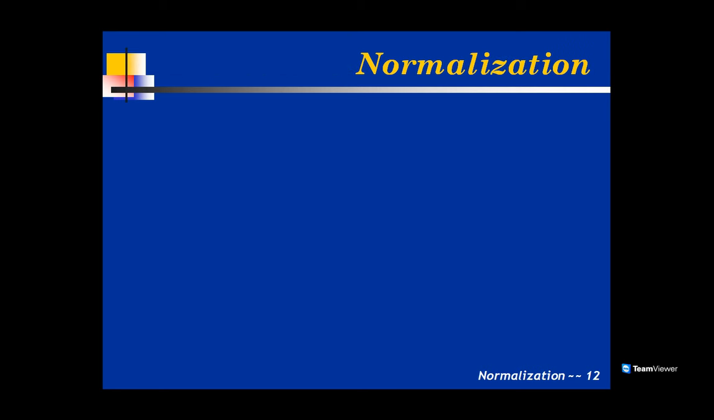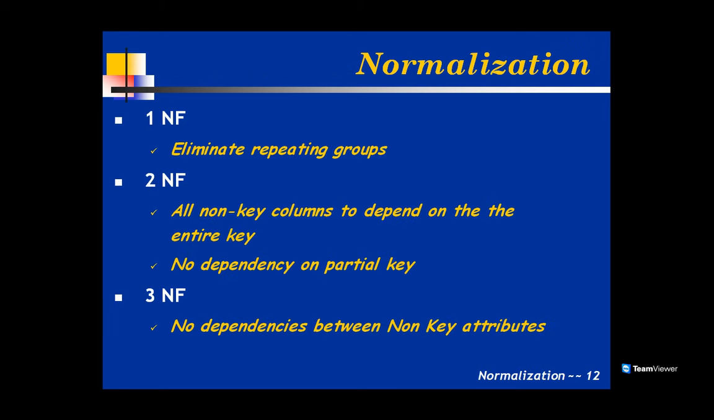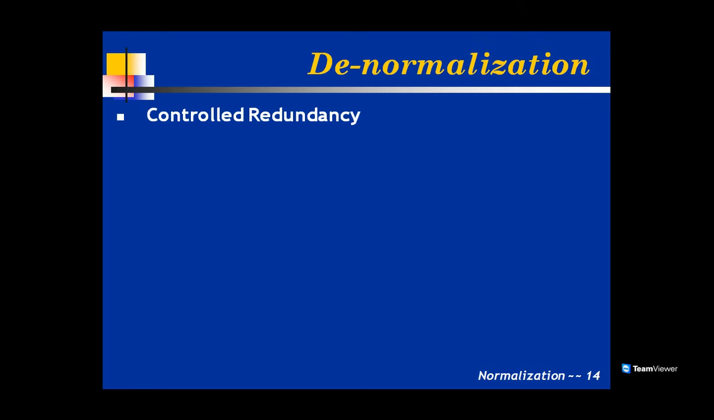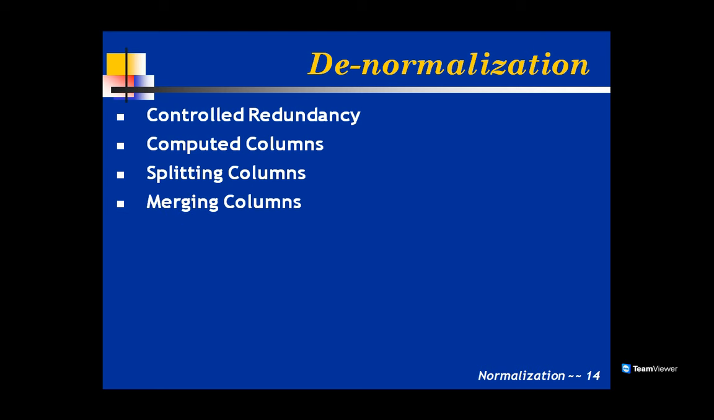So normalization will create many tables, and these are the rules for normalization. The problem of normalization is that it creates multiple tables. Because of the multiple tables, you have to use many joins. Because of the multiple joins, the performance is decreased. So to increase the performance, you have to go in for denormalization. Denormalization is also known as controlled dependency.